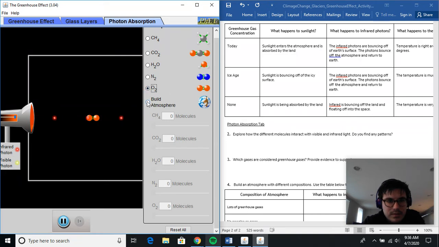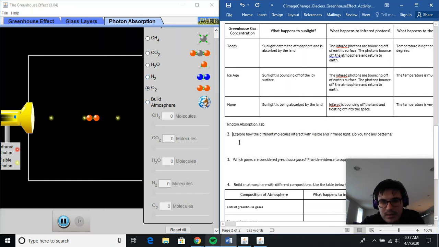Passes right through. No bounce. Okay. Let's try sunlight. Methane gas passes right through. Carbon dioxide passes right through. H2O passes right through. Nitrogen passes right through. Oxygen passes right through.